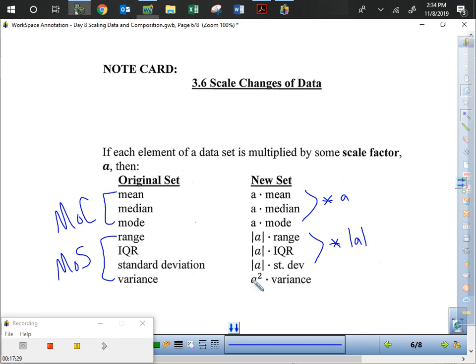Now we know that when you take a negative and square it, it's also positive, but I still like having this absolute value bar marked on there just so we know that really any measure of spread we want to think positive since it's a distance measure. Okay, so pause the video, make sure you get that written down, and then we'll talk about the 3-7 stuff.